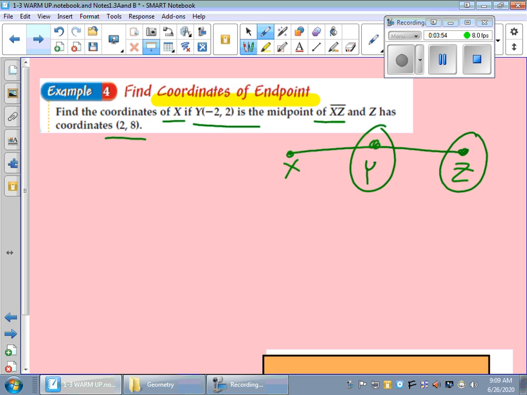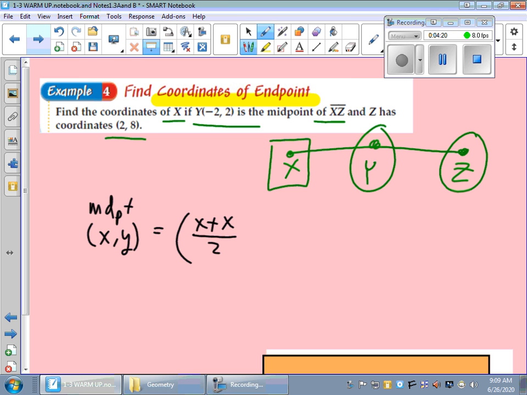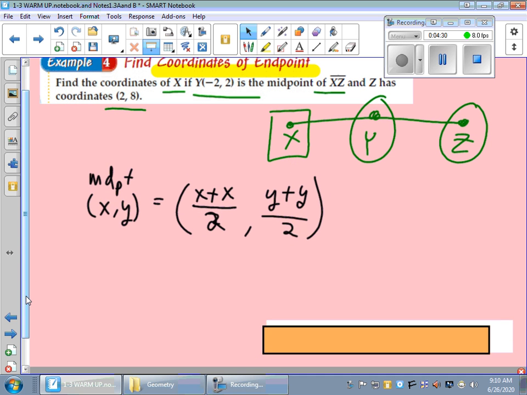So ultimately, what do we want to find? We want to find an endpoint. So in this case here, we don't want to find the midpoint. We want to find an endpoint. So that's a little different than working backwards through the equation than what we did on the previous example. So recall the equation. So we have the midpoint, which is an ordered pair xy from the other page, equals your endpoints. So x plus x divided by 2 and y plus y divided by 2. So that's how we're going to start. Let me make this a 2 instead of a z.